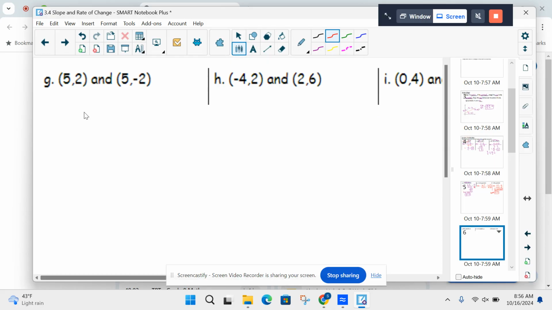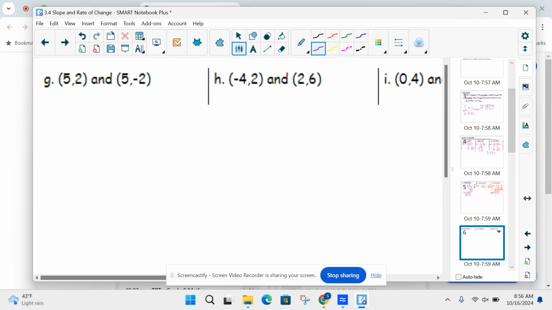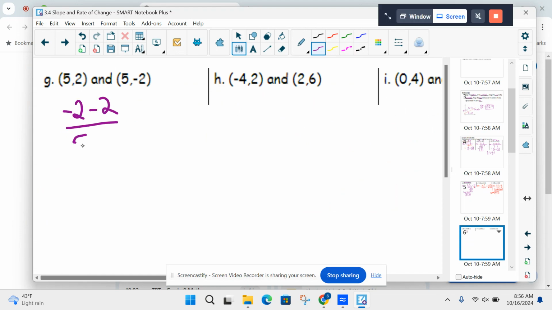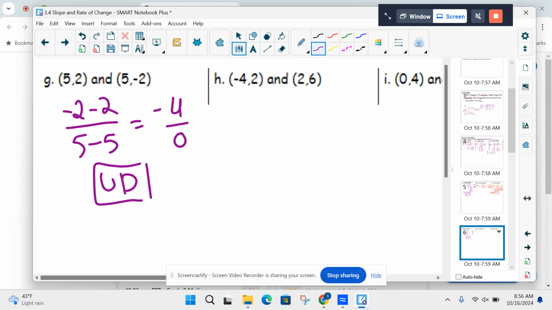What would be the slope for line G? Line G. So you have negative 2 minus 2 over 5 minus 5. So that's negative 4 over 0, so that's undefined. And then what's the equation? X equals 4, for G. X equals 5. Yes. Remember, it depends on the coordinates, not the number that you get in the slope.